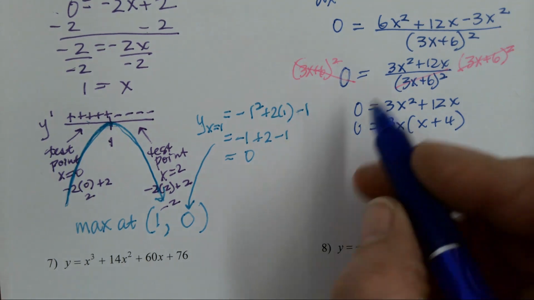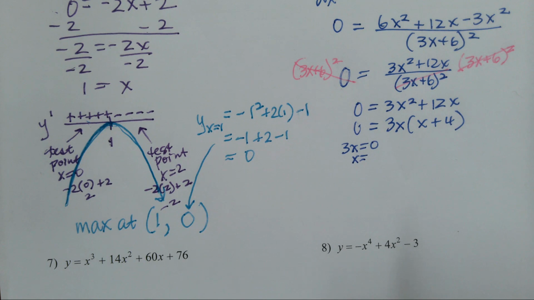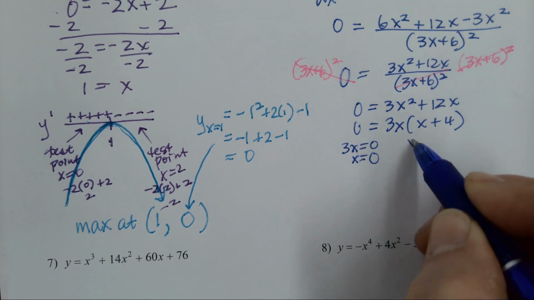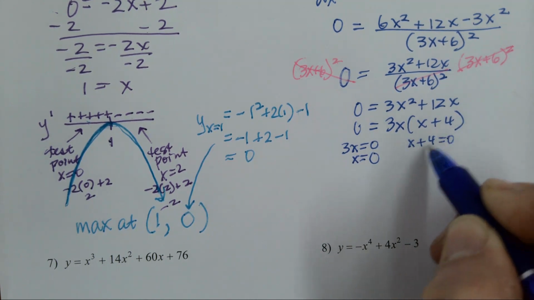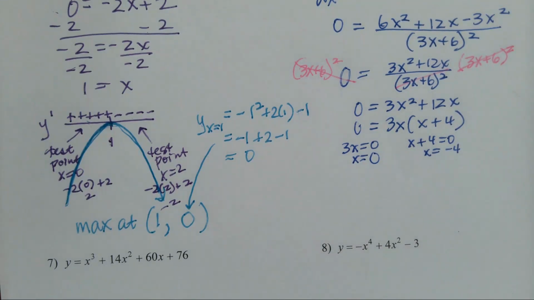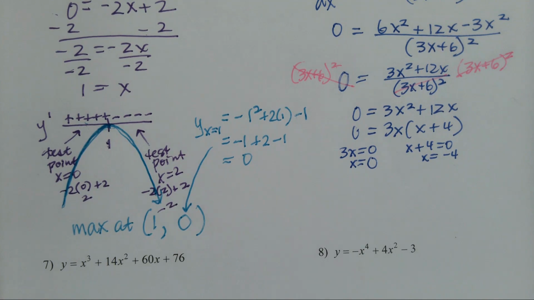Beautiful job. When does 3x equal 0? When x is 0. When does x plus 4 equal 0? When x is negative 4. Great. So what I just found is 2 spots where this graph is changing direction.